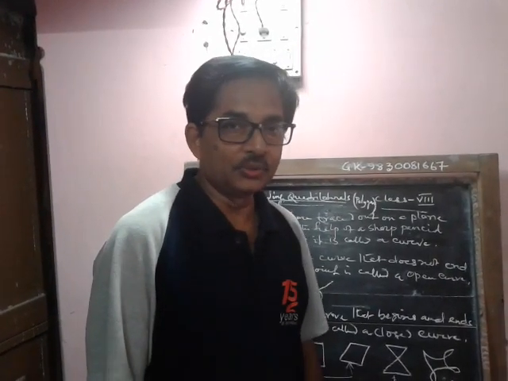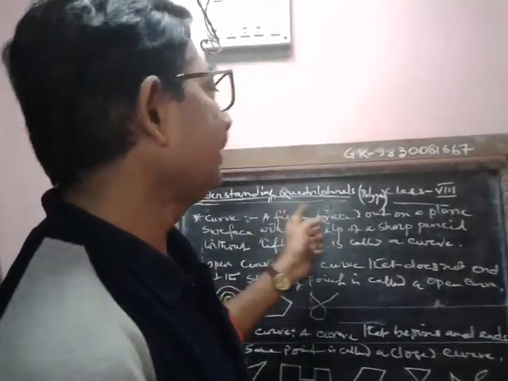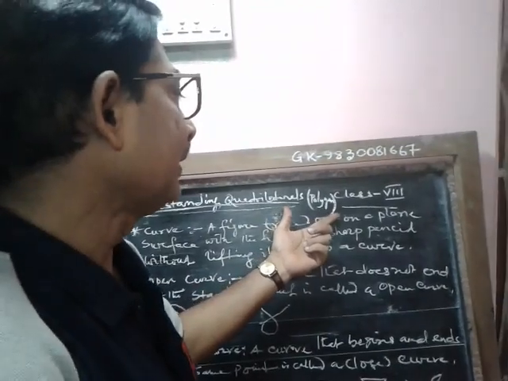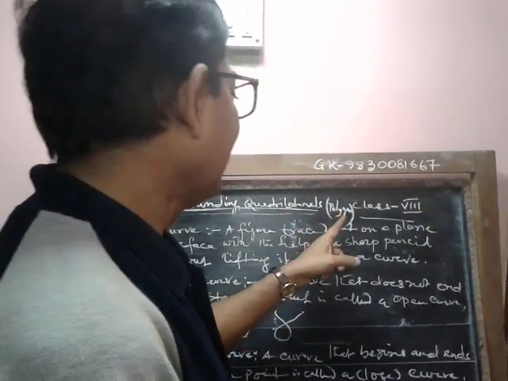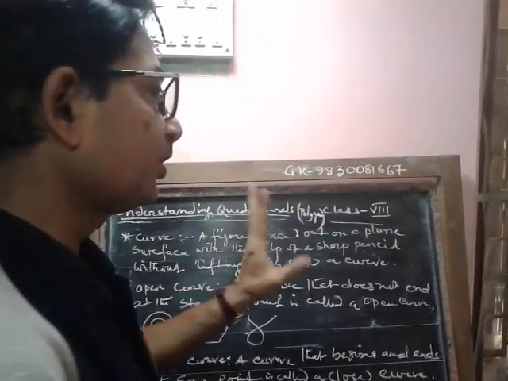Morning students. Today I am going to start the chapter Understanding Quadrilaterals. Before that, we have to understand what a polygon is. A quadrilateral is also a polygon, and to understand polygons, these are the terms which are very much required.